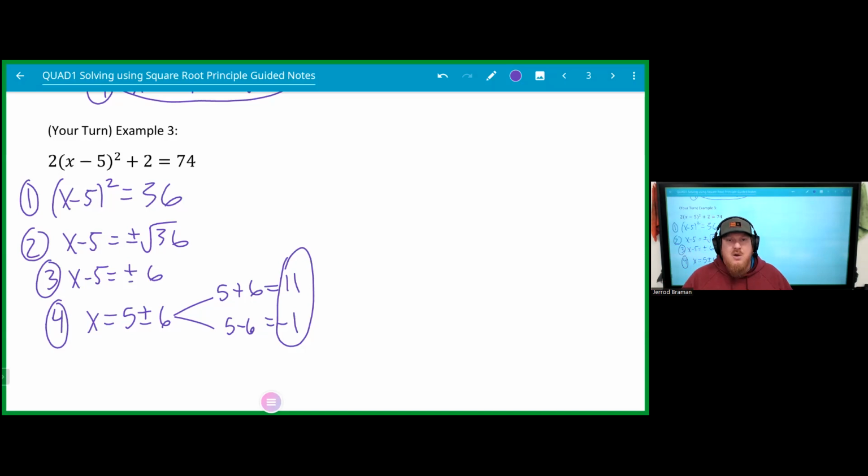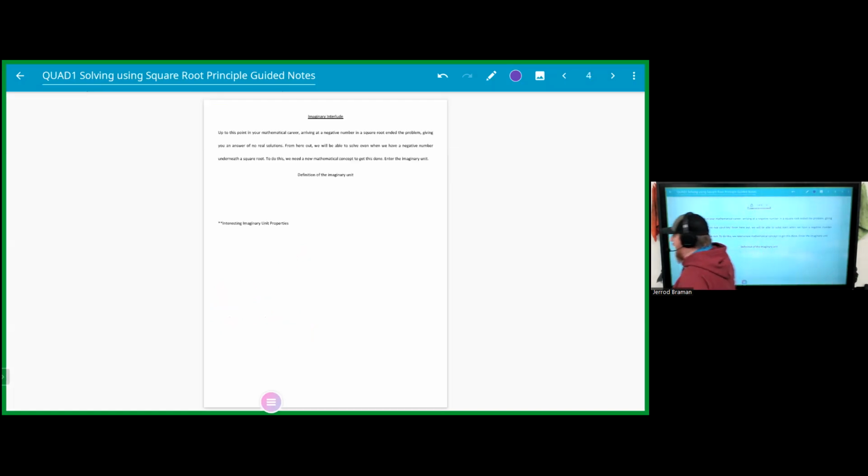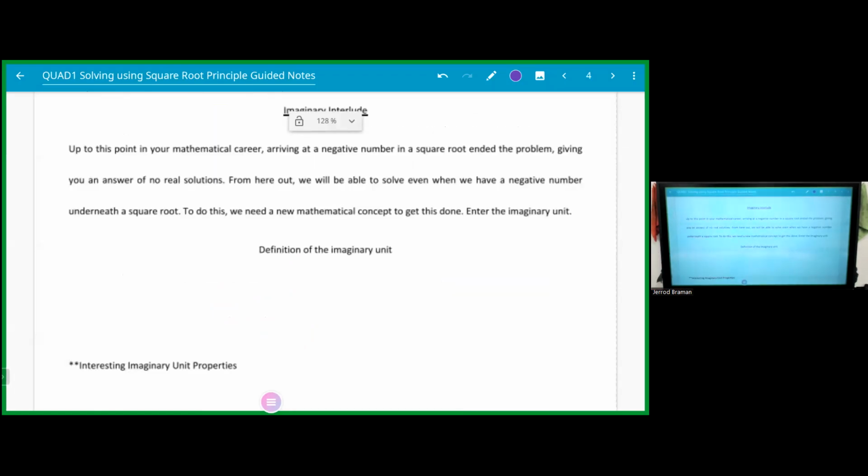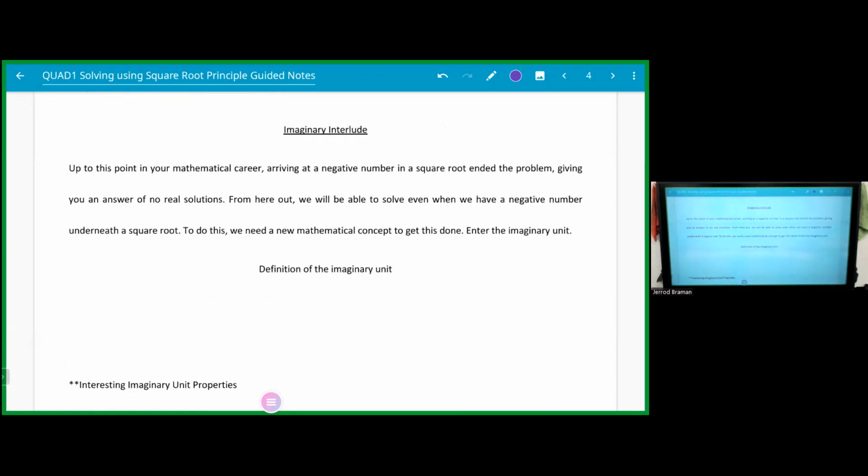All right, those are the 3 examples we're going to try to do for this one. This is what happens when we've isolated the perfect square and you end up with a positive number, something like x squared equals positive 6. We also have the case when things get a little weird, when that's a negative number, because we have the imaginary interlude. Up to this point in your career, mathematically, when you got something squared equals a negative number, or tried to take the square root of a negative number, you got no real solutions, which is absolutely true. You do get no real solutions.